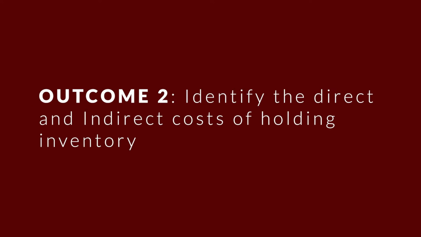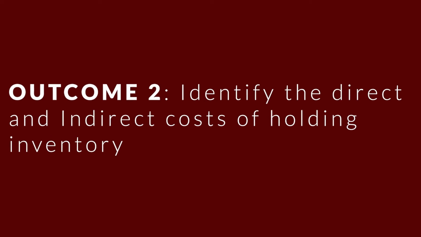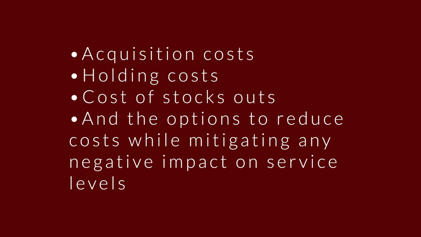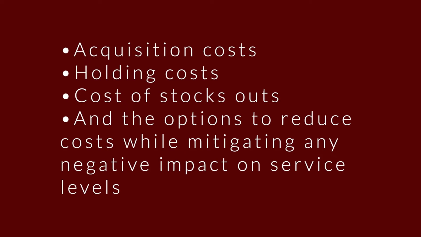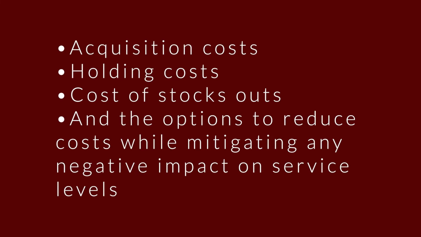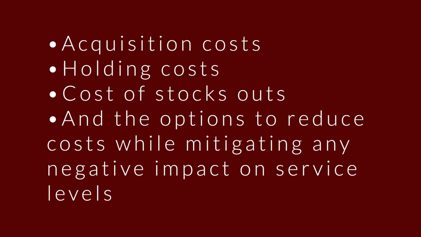That is actually the end of learning outcome 2. What was learning outcome 2 all about? The idea was for you to identify the direct and indirect cost of holding inventory. And that meant understanding acquisition cost, holding cost, cost of stockouts, as well as options to reduce cost while mitigating any negative impact on service level.